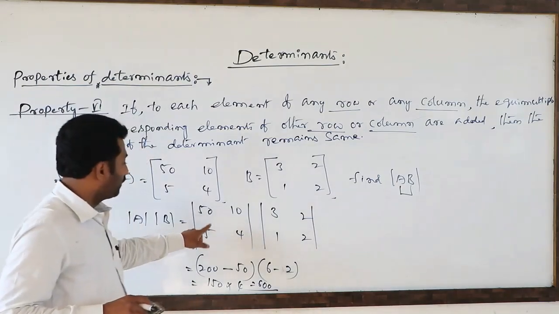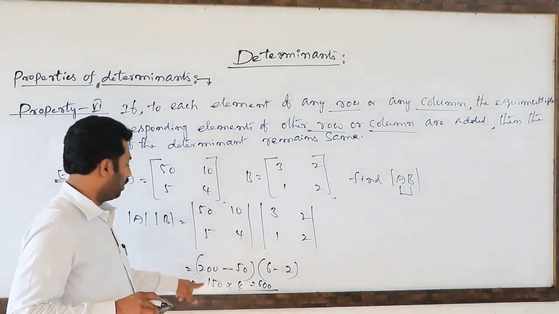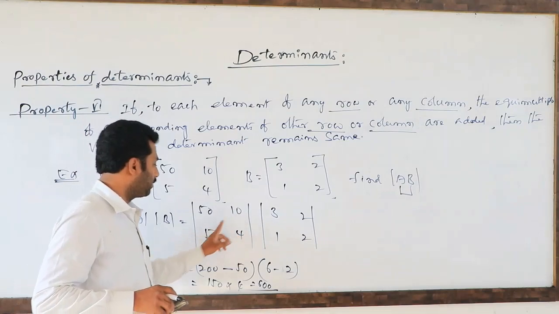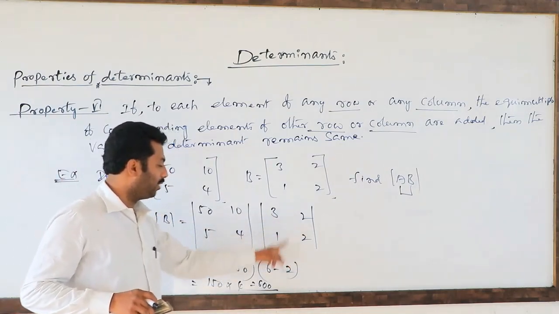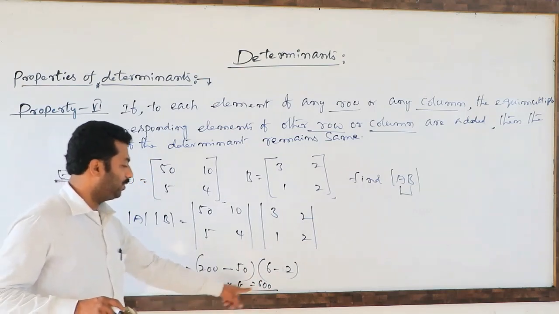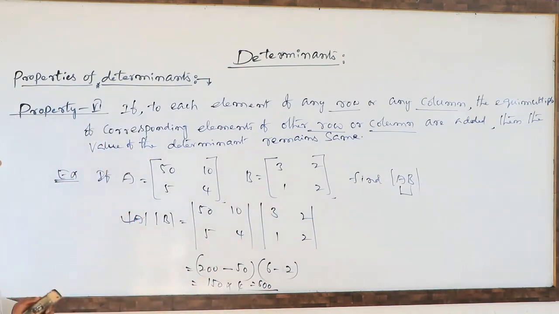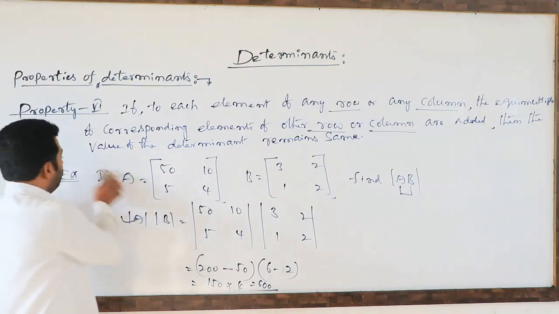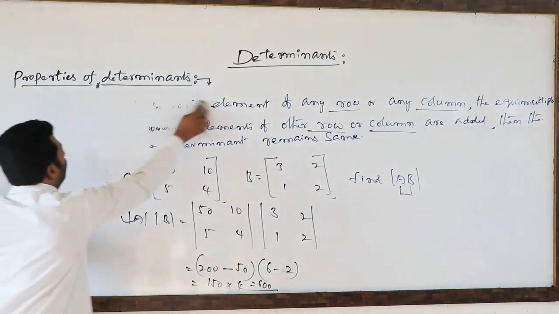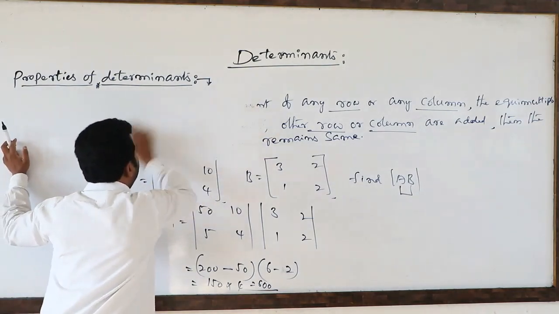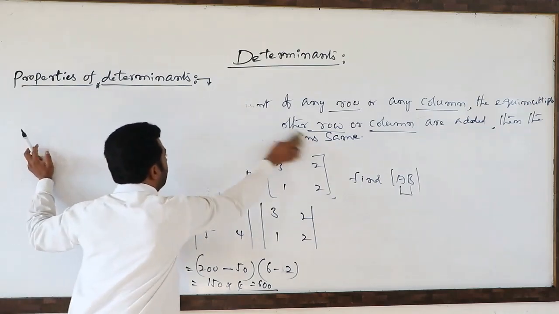So this is 15 into 4 means 60 minus 5 into 10 means 50. This is 6 minus 2, which is 4. This is 150 into 4, which means 600. So like this you have to answer the question. These are the properties of determinant. You should learn the properties clearly, then only can you understand the problems.